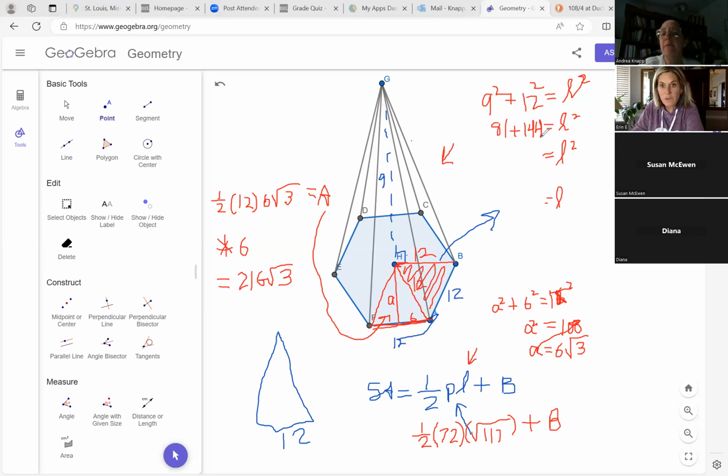Is it 165? 81 plus 144 would be 225. And the square root of 225 is 15. So now we take that L and we're going to put it in here.